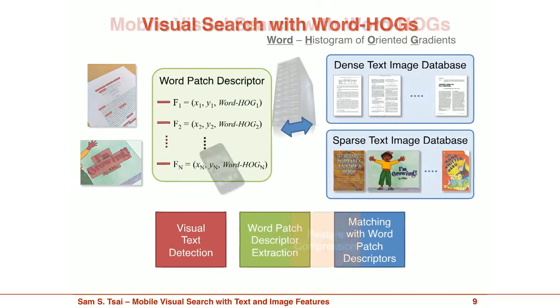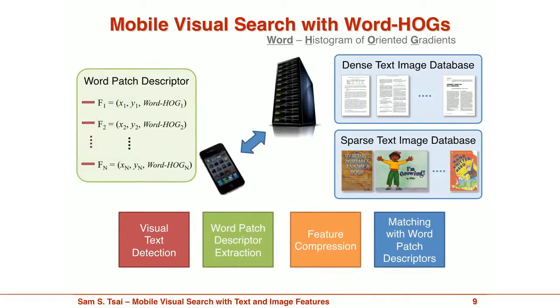Lastly, to make this system a practical system, we also studied how we can implement the system. The image database is typically large, so it's placed on a remote server. So we looked into how we can compress these features before sending these features to the server for recognition.